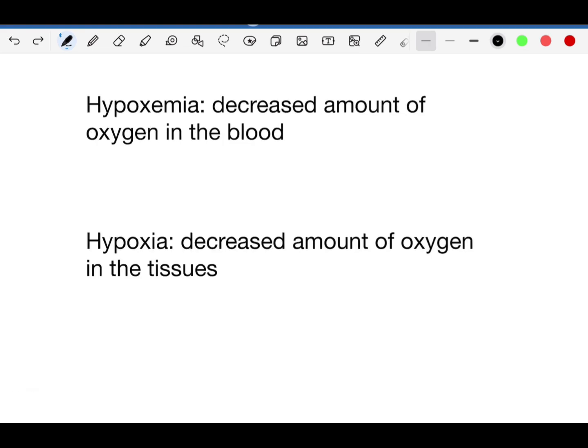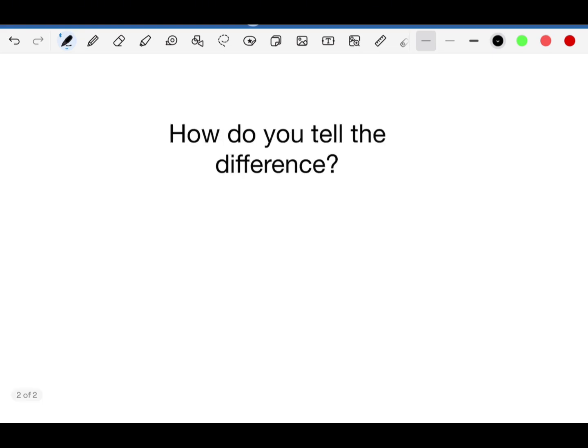First and foremost, we're just going to cover the basic definitions. So what is hypoxemia? Hypoxemia is a decreased amount of oxygen in the blood, while hypoxia, down here, is a decreased amount of oxygen in the tissues. So now that we understand the definition, how do you tell the difference? And what do you need to see clinically to decide if it's hypoxemia or hypoxia? So let's go ahead and get into it.